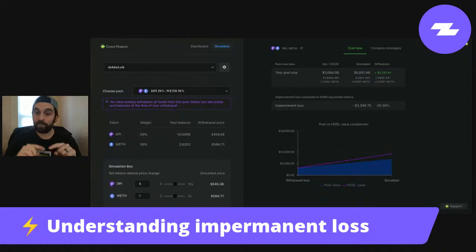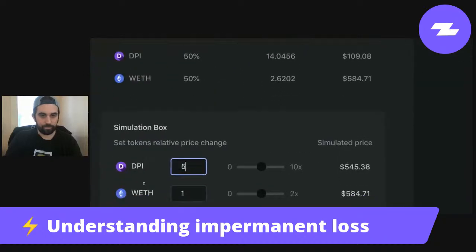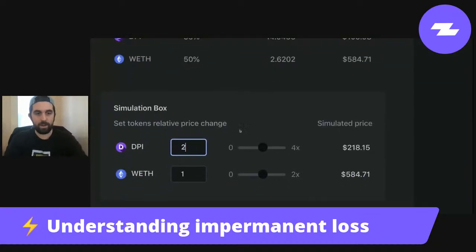And as prices go up, I'm always doing the opposite of what the market's doing. So if DPI, in this case, I'm showing it in the bottom left here, if DPI had gone up twice as much, well, what happens? If this goes up twice as much while this remains relative to it at the same price, as DPI is going up, I'm selling. I'm technically buying more Ether then as it's going up.